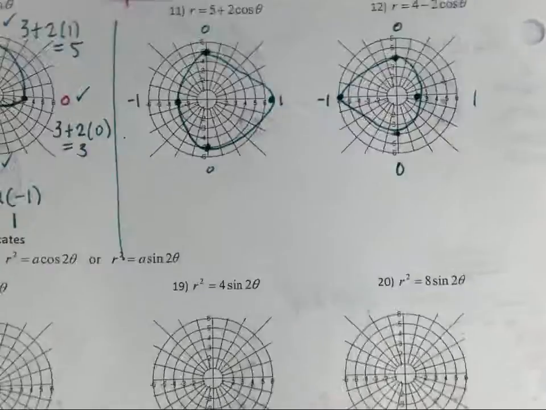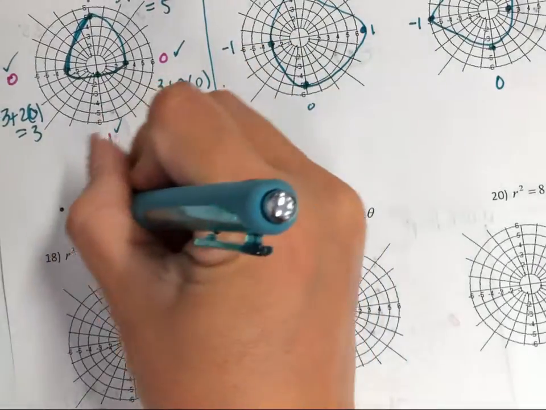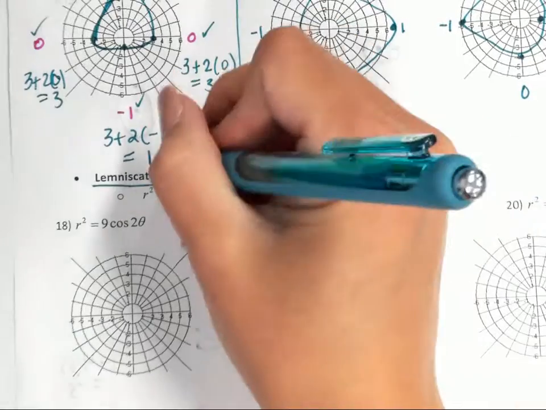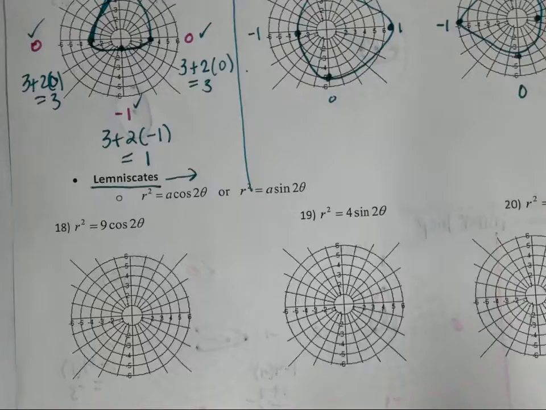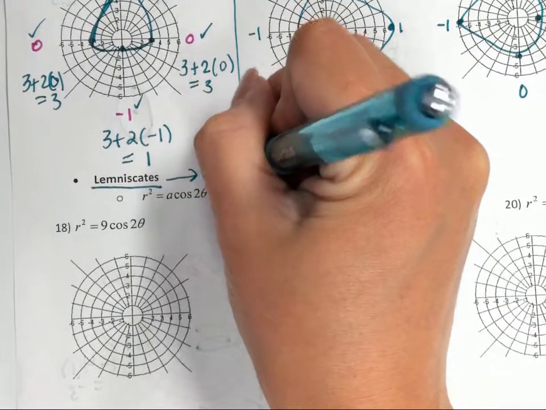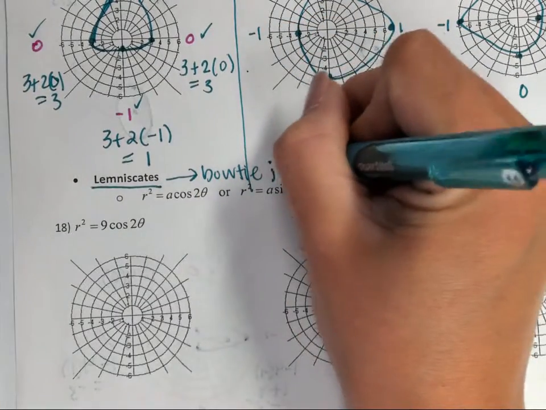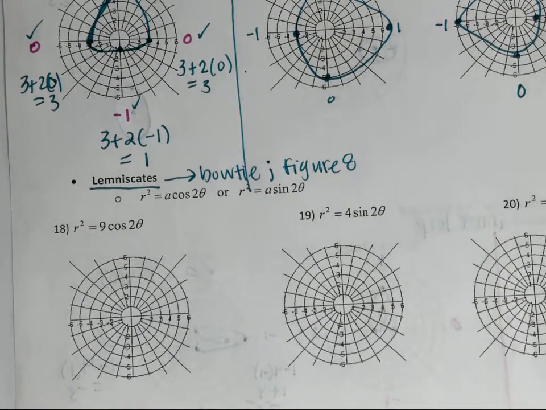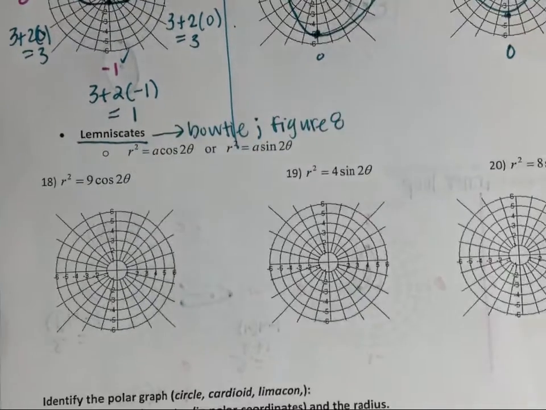All right. The next one we're going to talk about is lemniscates. Lemniscates. And that's when there's an R squared involved. So that's how you can tell it's a lemniscate. The shape that it's going to make, some people say a bow tie. I know what a bow tie looks like. I say it looks like a figure 8 or an infinity sign. Y'all know what those look like? It's like an 8 sideways. And they're a little bit different.